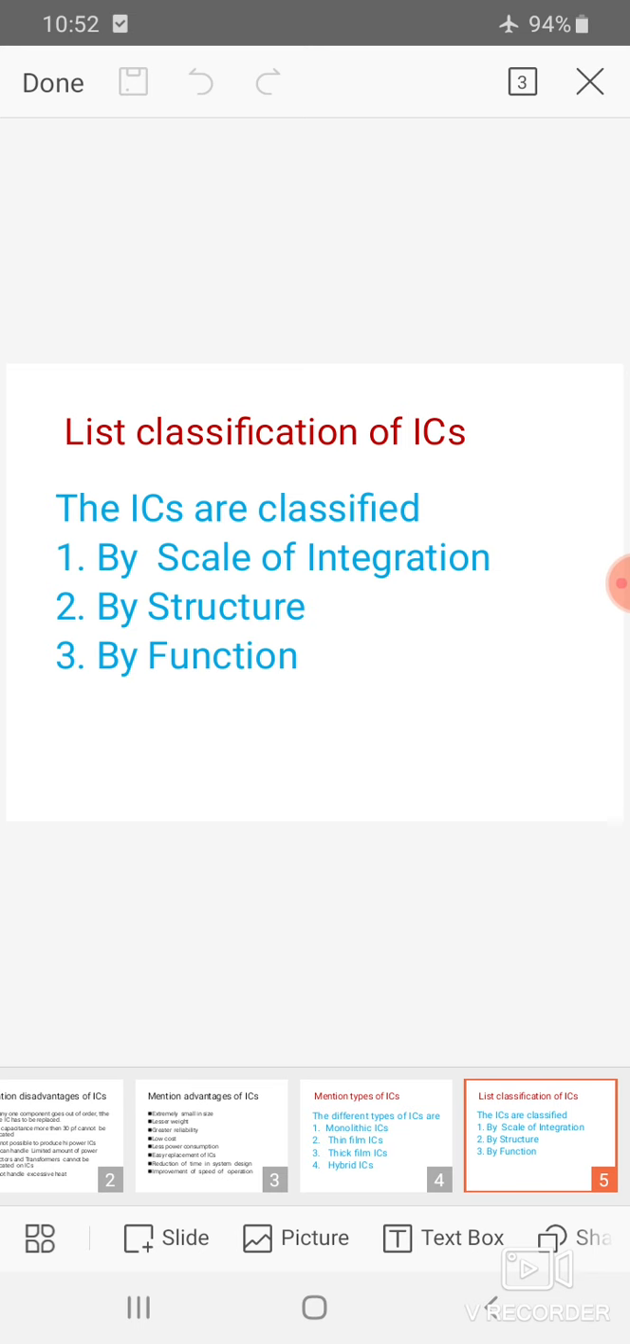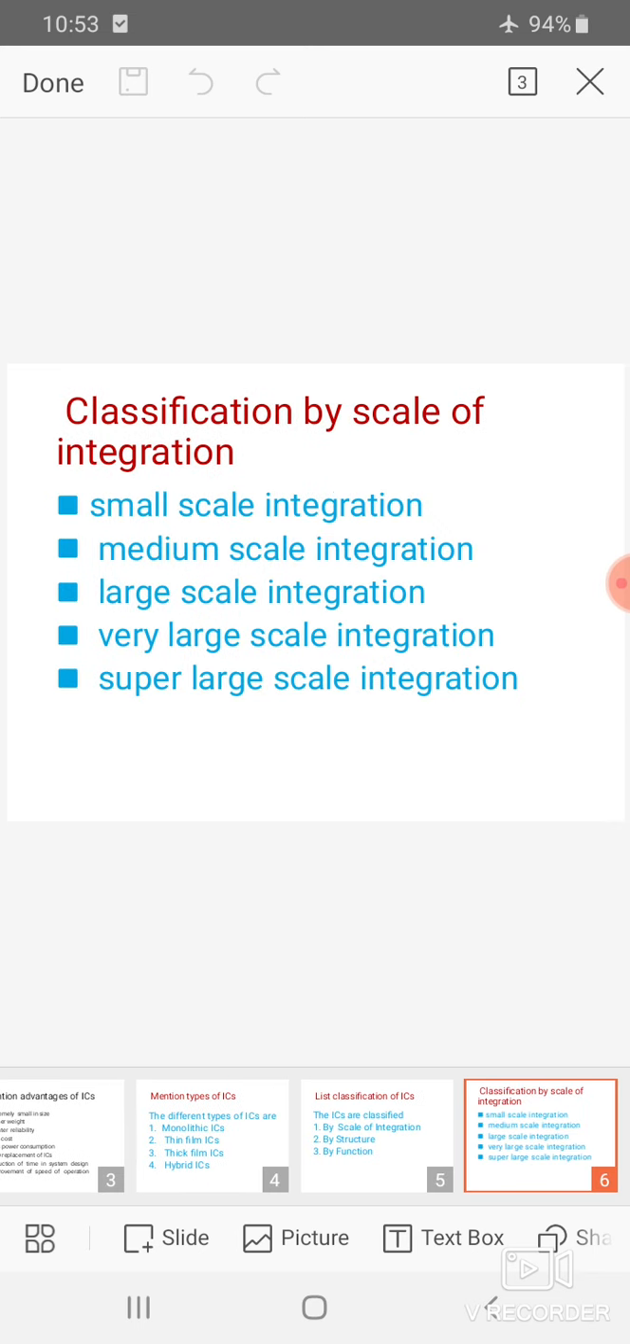Examples for analog ICs are op amps, timer circuits, etc. Whereas examples for digital ICs are logic gates, memory chips, computer chips, etc. Now coming to the classification by scale of integration in detail.